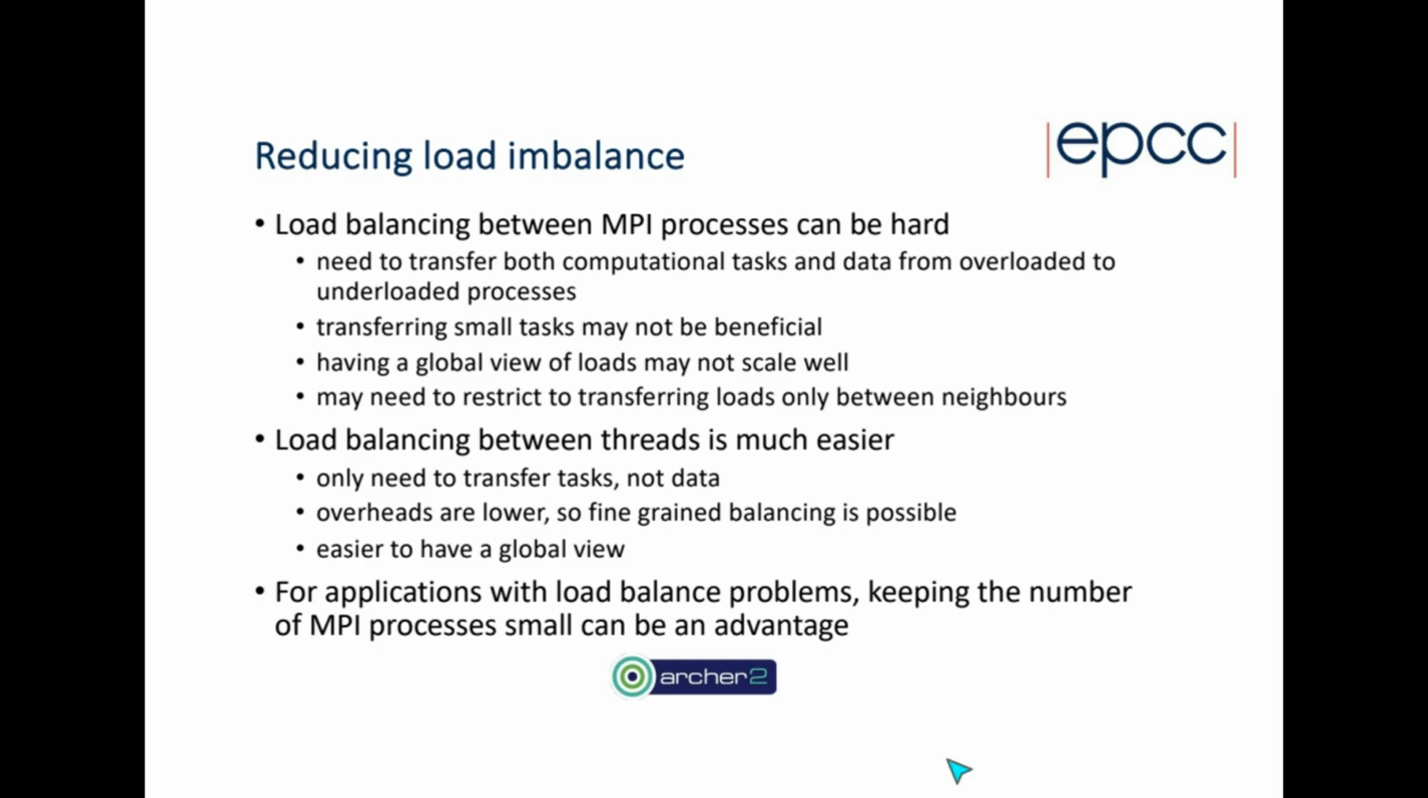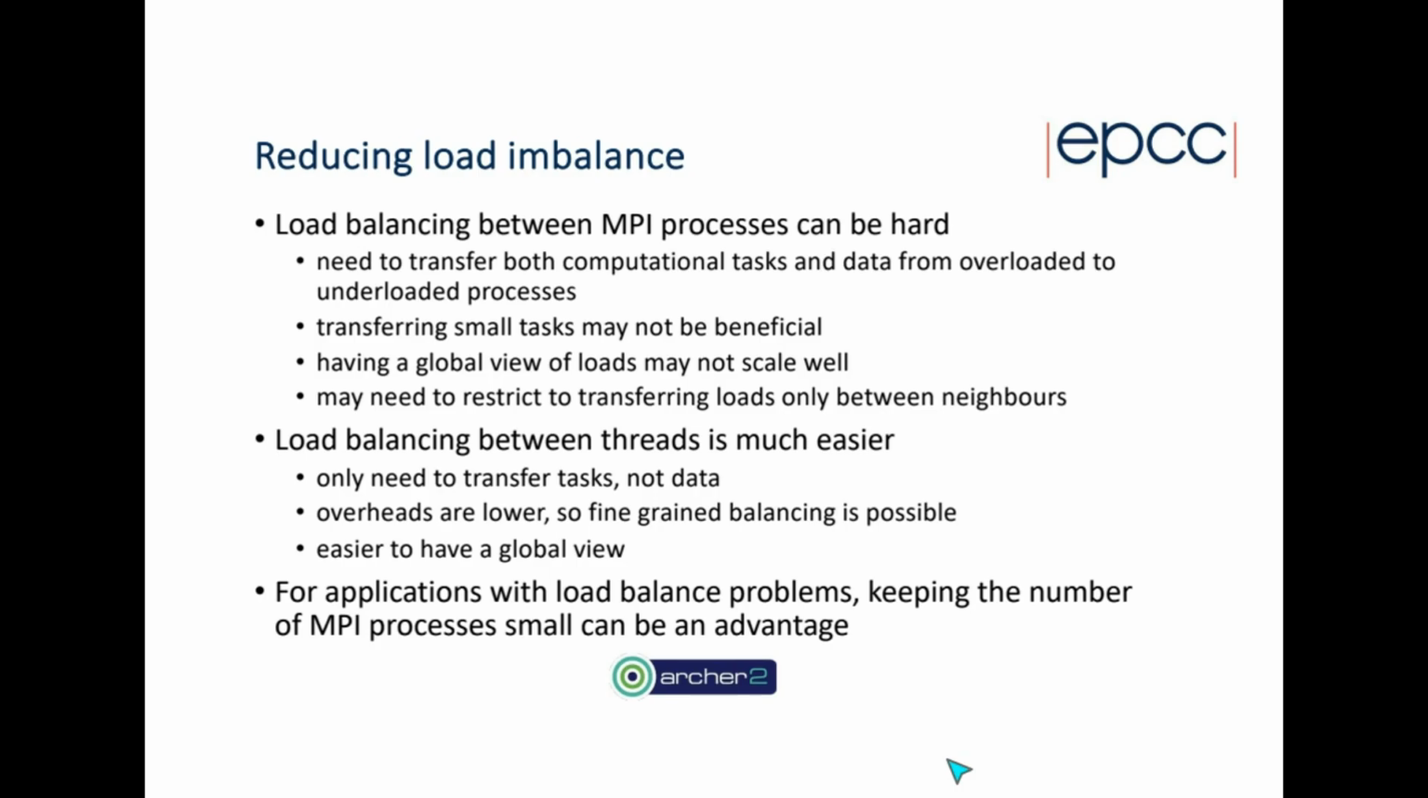On the other hand, load balancing between threads is typically much easier because, in principle, we only need to transfer the tasks and not the data. Of course, moving tasks between threads means they get executed on different cores, so that might imply some data movement through the cache coherency mechanism. But the overheads are typically lower.